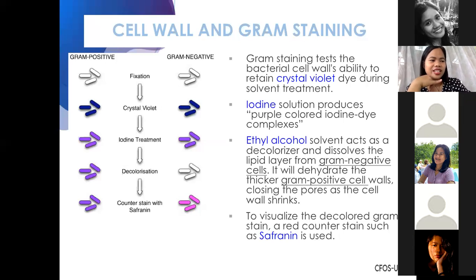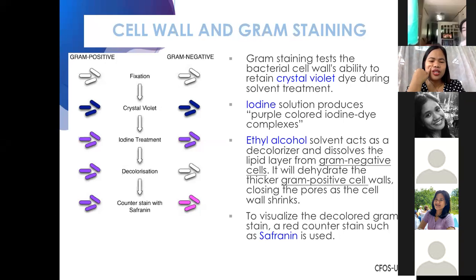Purple? The violet gets washed out, and when safranin is introduced as a counter stain, that is why it retains the pink or red color. So there is no more stain from the crystal violet. Okay, very good. That is why it was washed out. Okay, very good. All right.